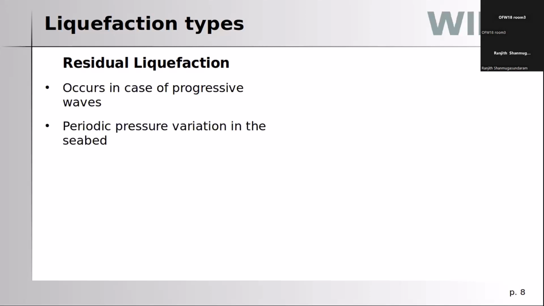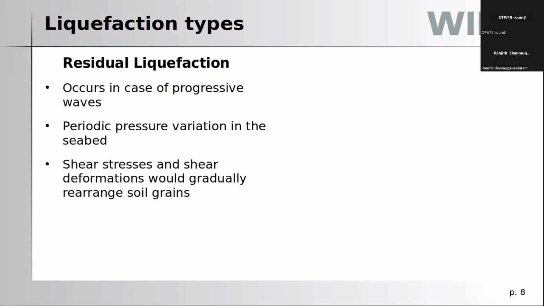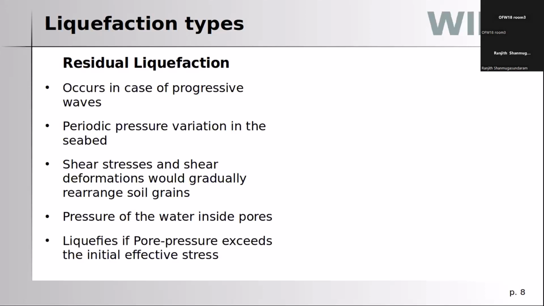So liquefaction can be classified into two types. The first one is residual liquefaction. As I told you, it occurs mostly in the case of progressive waves. There is a periodic pressure variation on the seabed that is causing the liquefaction. There are shear stresses and shear deformations that lead to the rearrangement of soil grains. And the pressure in the water starts to increase due to this rearrangement of soil grains. Whenever the pressure is greater than the initial effective stress of the soil, it starts to liquefy. So this is the residual liquefaction.